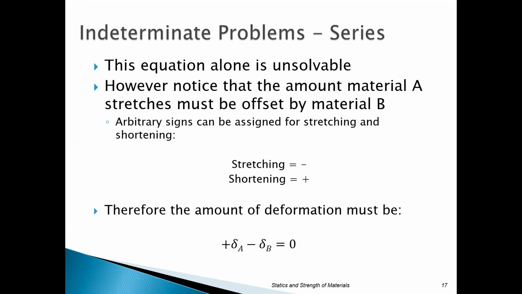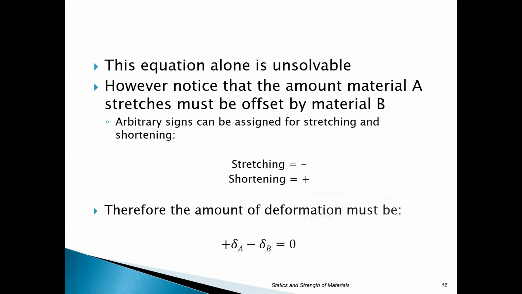So that equation alone is unsolvable. But we do notice that the amount material A stretched has to be offset by material B. So in other words, what we're saying is the amount of deformation between those two has to be the same, okay? And I think I got that reversed. I would probably say stretching is positive and shortening negative. That's arbitrary. I would probably do that differently, okay?